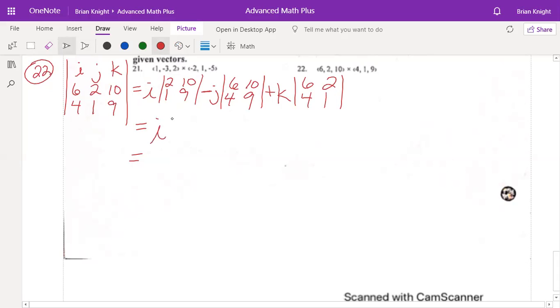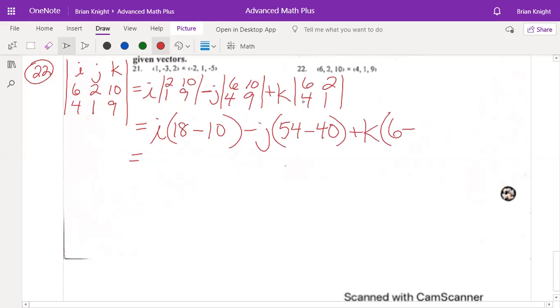And so you should have had I times, let's see here, 2 times 9 is 18 minus 10. J would be 6 times 9 is 54 minus 10 times 4 is 40. Plus K, 6 times 1 is 6 minus 2 times 4 is 8. And so your vector will be 8. You get 14, but you got the negative out front here, so it's negative 14. And then you got negative 2.